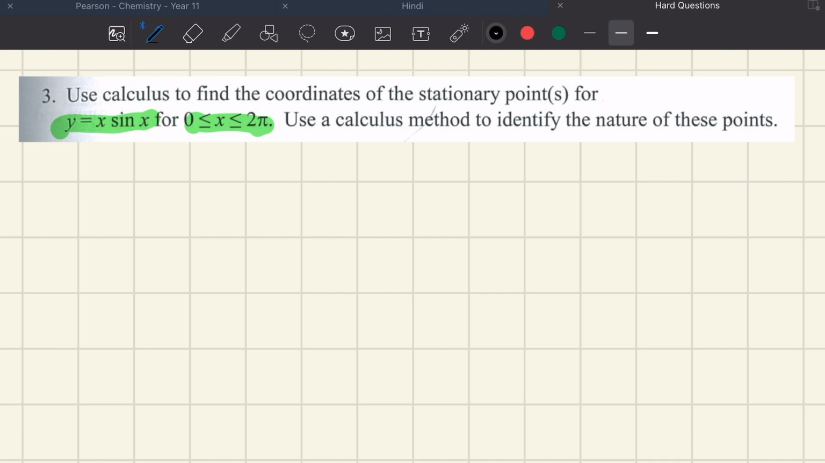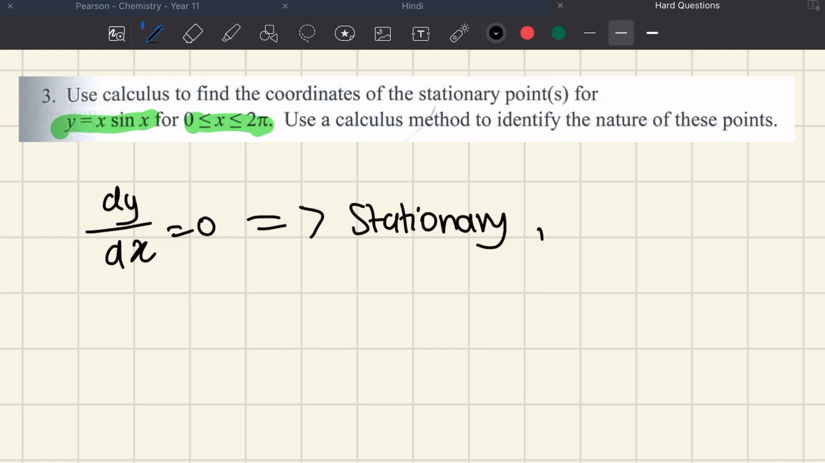So, we know to find the stationary point, as said here, we need to find the derivative, because the derivative is the gradient function. And at the points when the gradient function is equal to 0, these are called stationary points. So when dy/dx equals 0, this equals a stationary point. So to find the stationary point, we need to differentiate this expression.